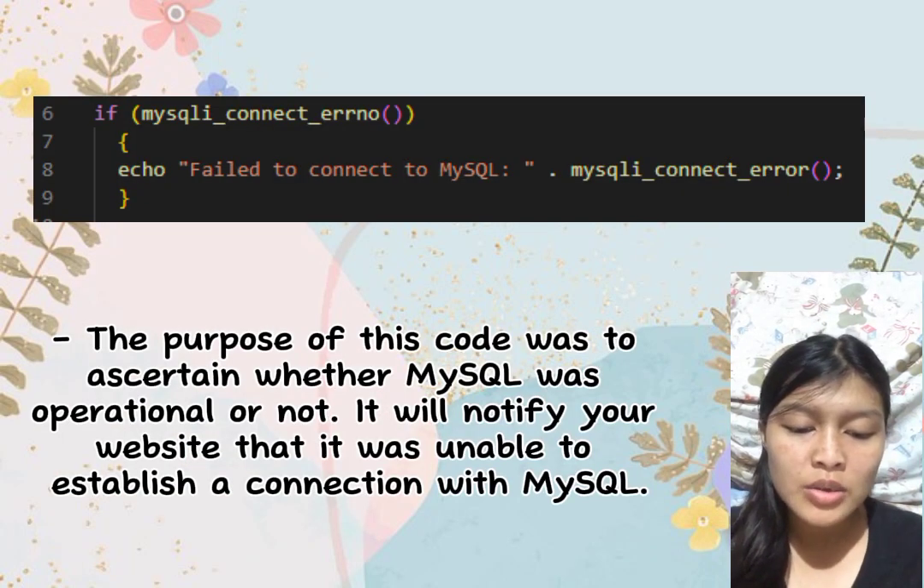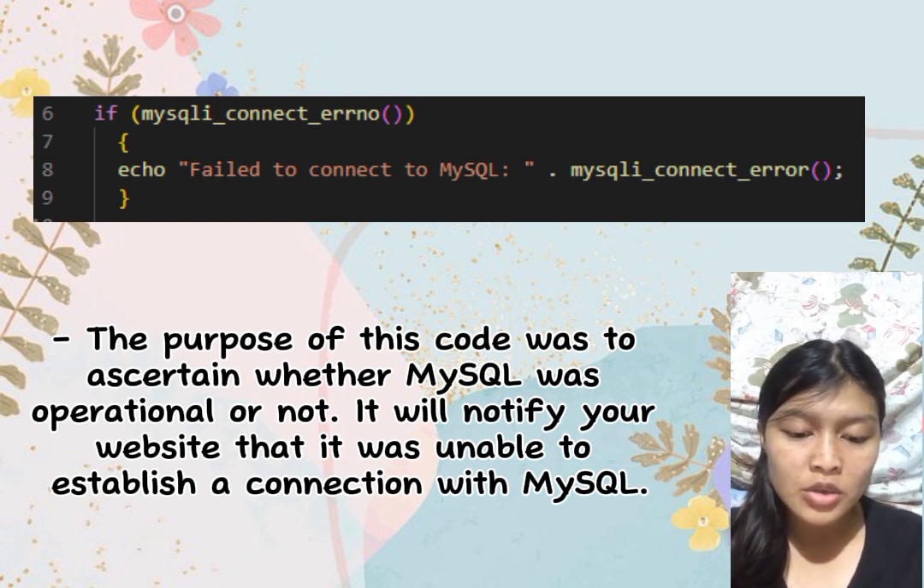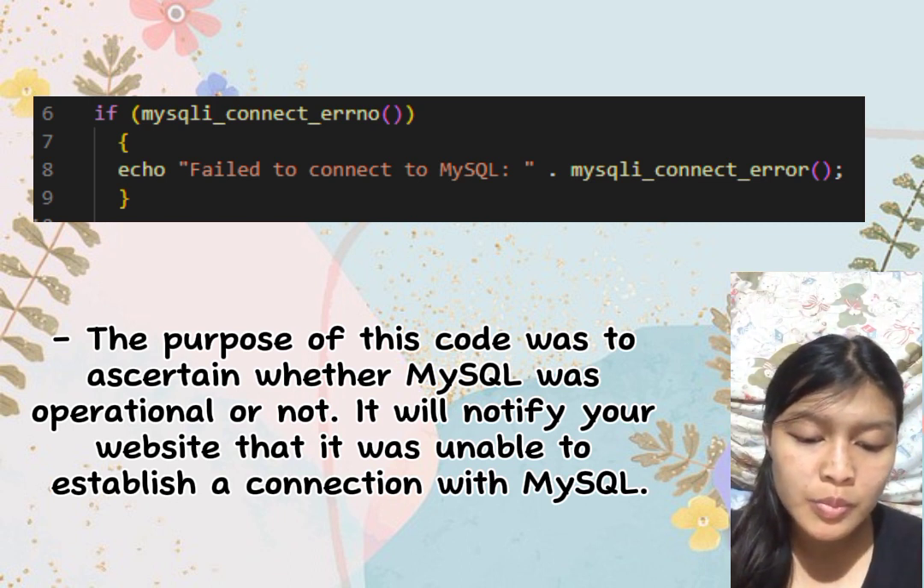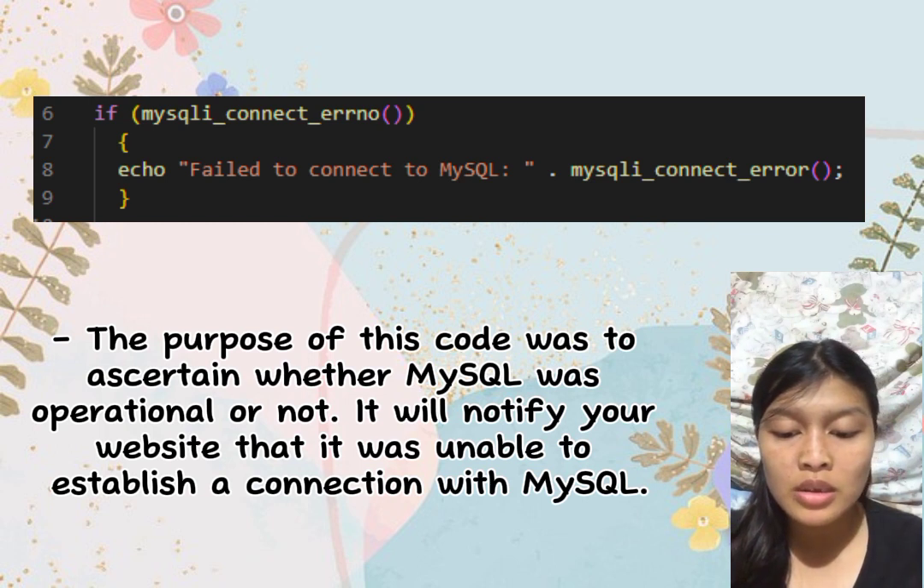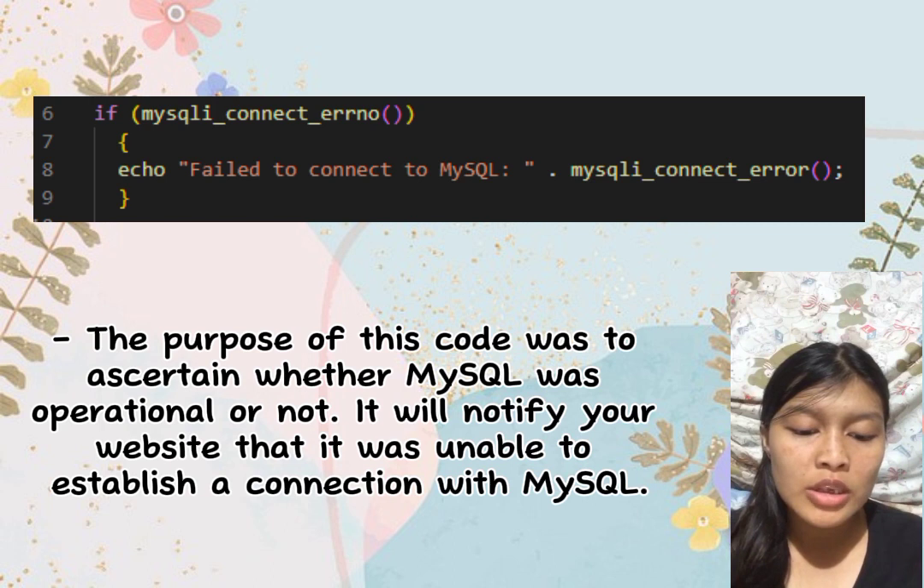If mysqli_connect_error, echo 'Failed to connect to MySQL: ' . mysqli_connect_error(). The purpose of this code was to ascertain whether MySQL was operational or not. It will notify your website that it was unable to establish a connection with MySQL.